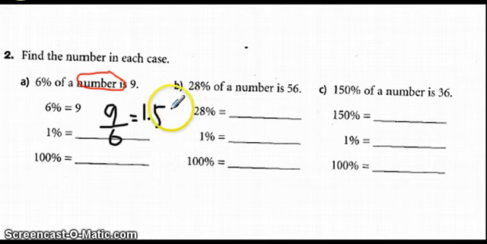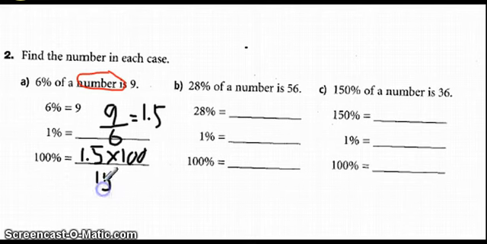So 1% of the mystery number is equal to 1.5. So how do we get the mystery number? Well, we multiply it by 100. Okay, so 1.5 equals 1%. Well, the mystery number is 100%, so we multiply by 100. And of course, we're going to get our mystery number to be 150.